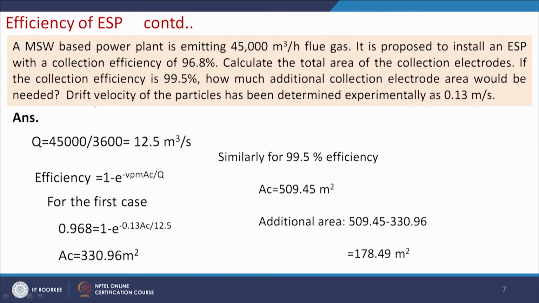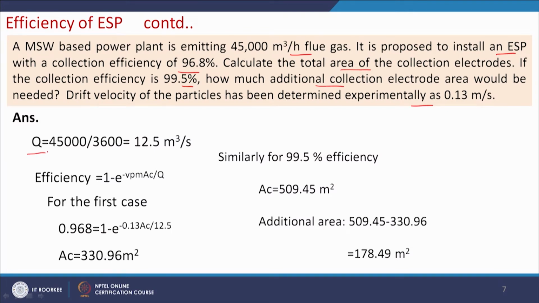Now, let us see one numerical problem. An MSW based power plant is emitting 45,000 meter cube per hour of flue gas. It is proposed to install an ESP with a collection efficiency of 96.8%. Calculate the total area of the collection electrodes. If the collection efficiency is 99.5%, how much additional collection electrode area would be needed? The drift velocity of the particles has been determined experimentally at 0.13 meter per second. So, drift velocity is already given, and we do not need to calculate it from other parameters.